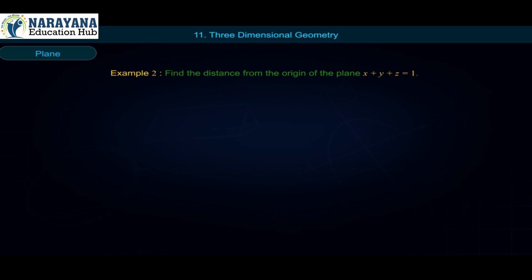Example 2. Find the distance from the origin of the plane x plus y plus z is equal to 1.